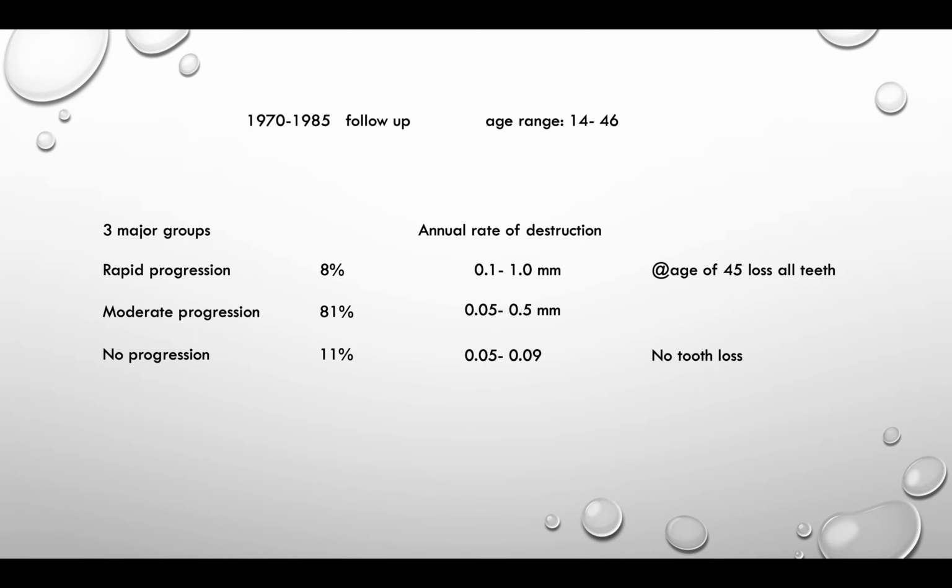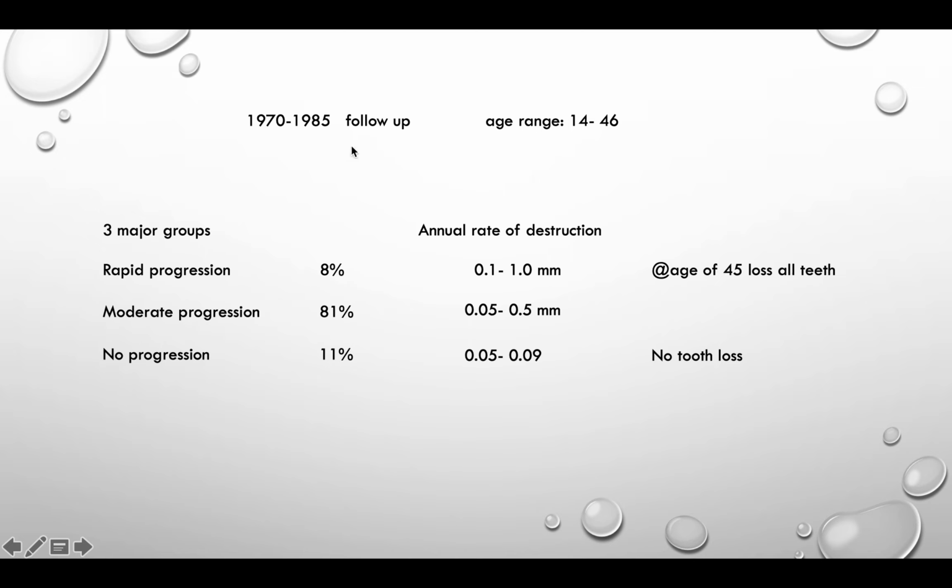What were their findings? They followed up with these people from when they started the research in 1970 until 1985. So these people grew older when they went back, and the age range is from 14 to 46. Based on the interpretation of this data, they found that they can put this group of people in three major groups: rapid progression of the disease, moderate progression, and no progression.